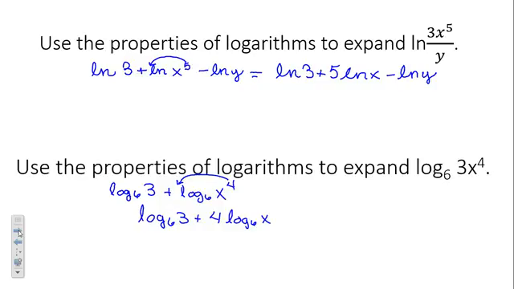Questions you have on this slide? Just adding a bunch of logs to make it bigger using our properties. Okay? Next example.